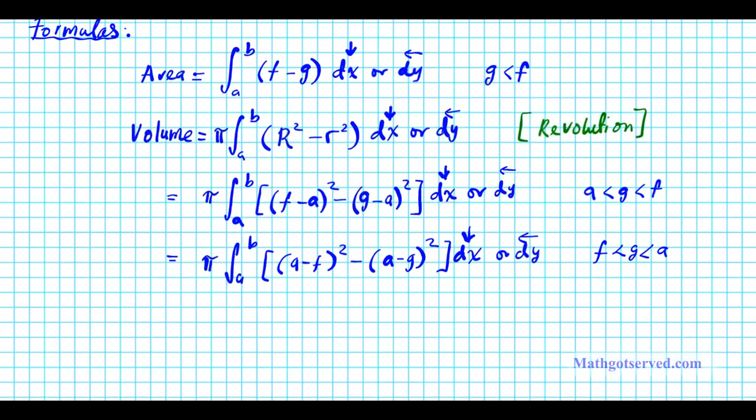Now, how about the volume of solids with known cross-sectional area? That's very straightforward. For that one, the volume is simply going to be the integral from A to B of the cross-sectional area.